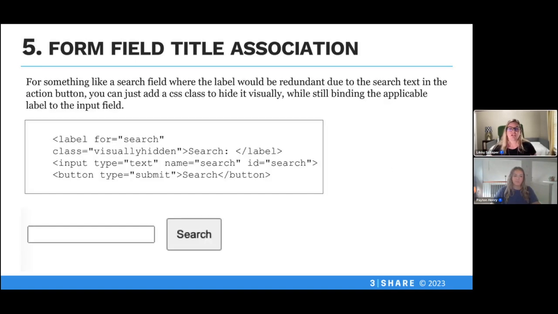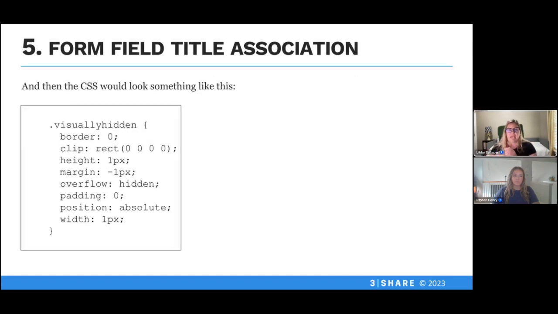For something like a search field, where you don't necessarily want a search label in front of the text box and then a search button, which is very redundant, you can just add a CSS class to hide it visually while still binding the applicable label to the input field. Too often, this is skipped altogether, leaving no context or descriptor for the input field, which is really confusing for screen readers. And then this is the CSS that I would apply to that particular class.